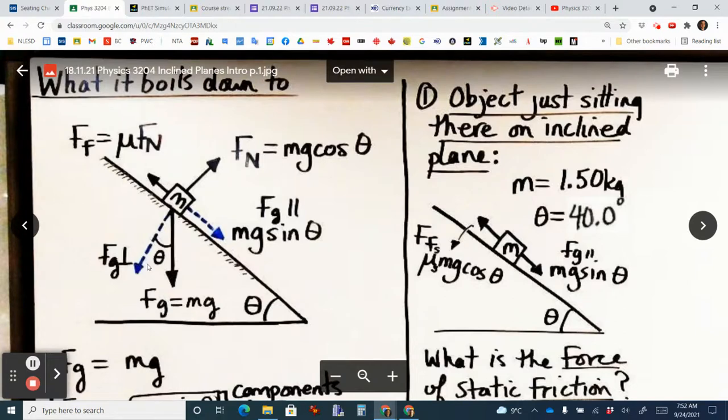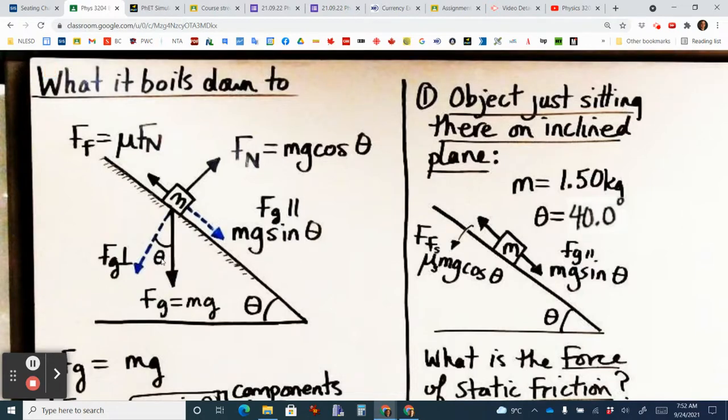Now, the way that works is this. The component that's touching the angle is the cosine one. The component that's not touching the angle is the sine one. It always works like that. It doesn't matter how you rotate it, how it's oriented. It always comes out that way.